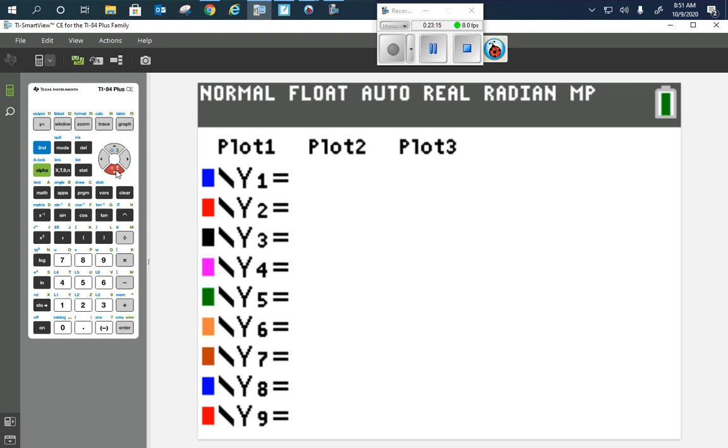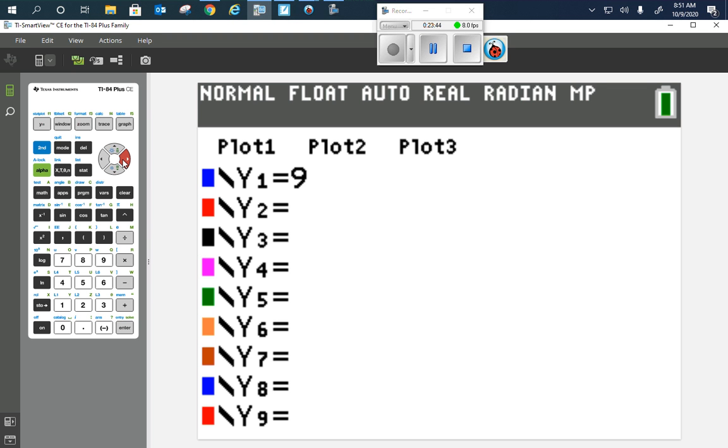Likewise, if I was just going to graph the line y equals 9, because of this equal sign being darkened, it means if I hit graph, it will graph the line y equals 9. If I want to turn it off because I want it to stay sitting there, you're just going to go over to the equal sign and hit enter. Notice now it is not highlighted. The equal sign is not highlighted. And now if I push graph, nothing will graph.